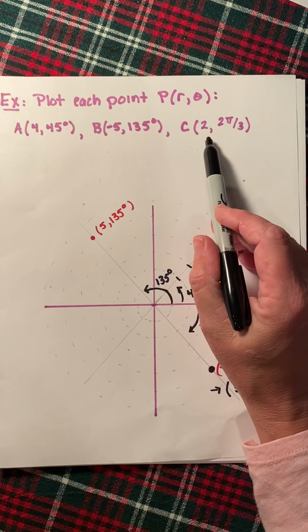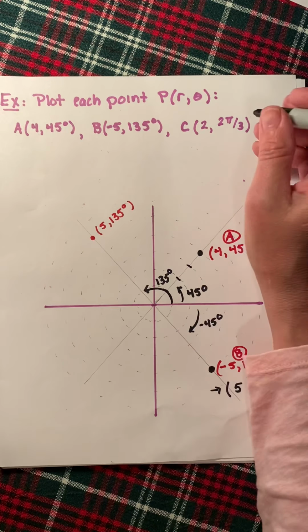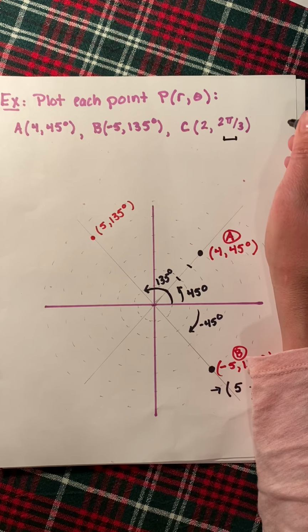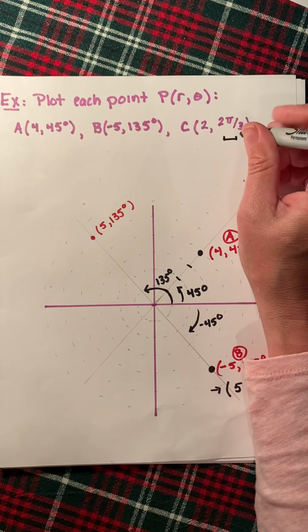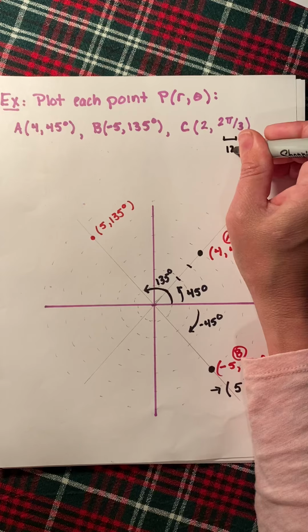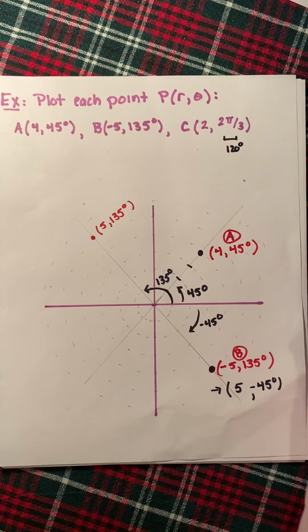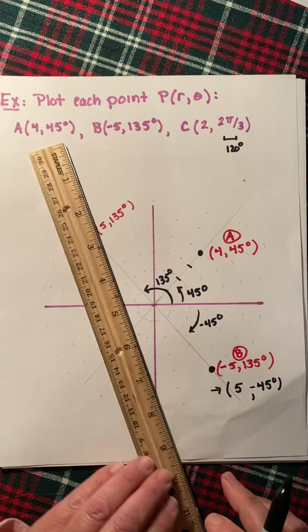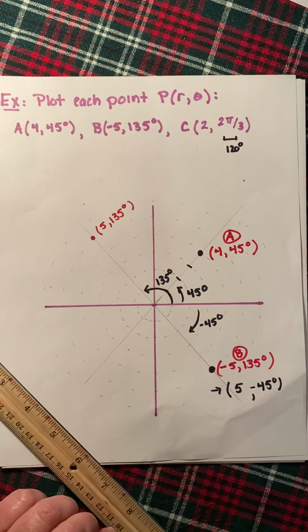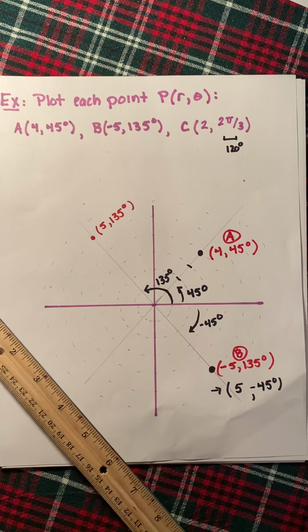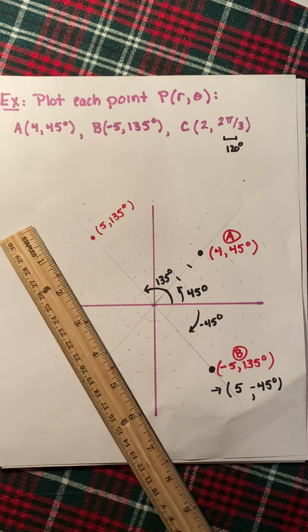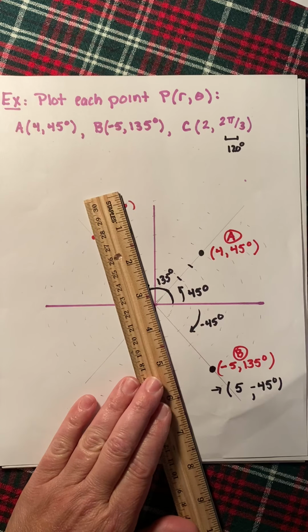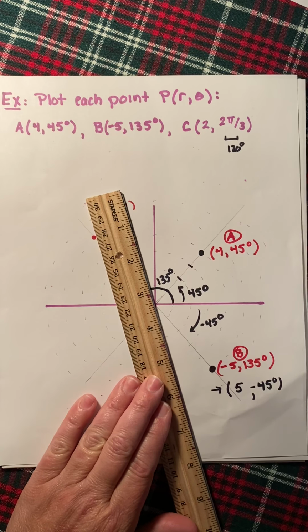All right, lastly, we're going to go 2 pi over 3. My brain works better in degrees. So pi over 3 is 60 degrees, so this would be 120 degrees, right? 120 degrees is just shy of 135 degrees right here.